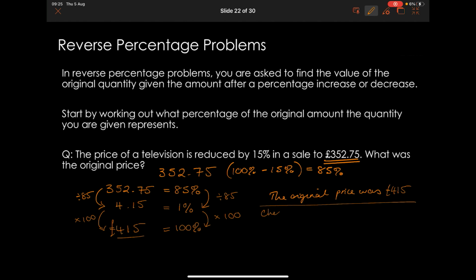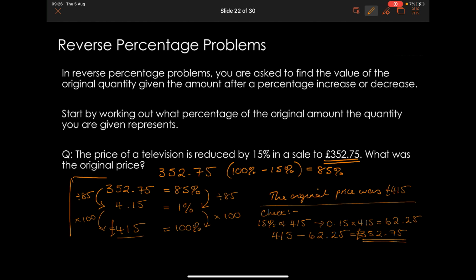Now you can check that if you want to, because you can say, well, what's 15% of 415? Okay, so I can do 0.15 times 415. Now, if I did that, 0.15 times 415, it gives me £62.25. And because that was the reduction, I would do 415 take away £62.25, and it would give me £352.75, which is the price we got in the question.